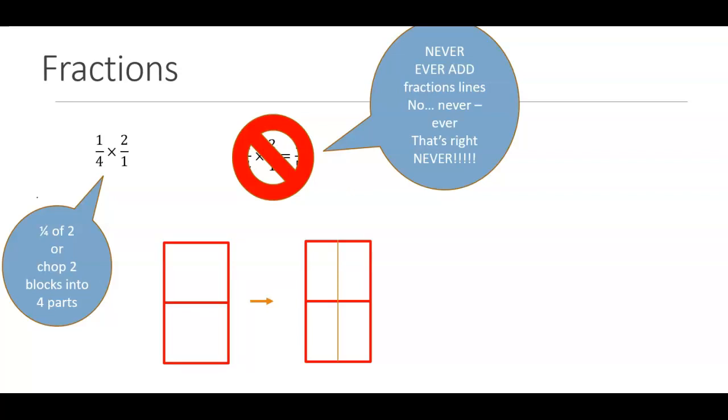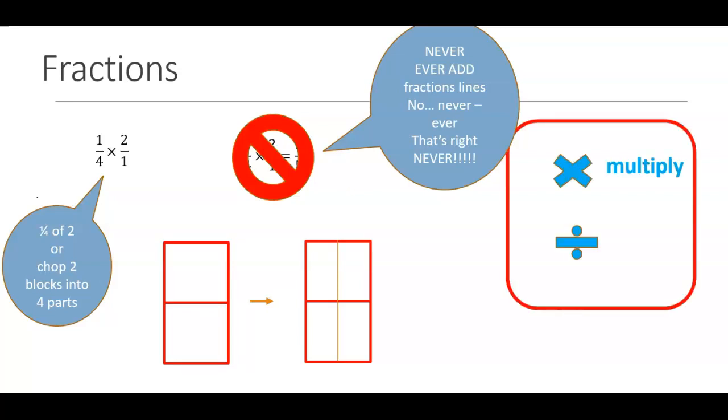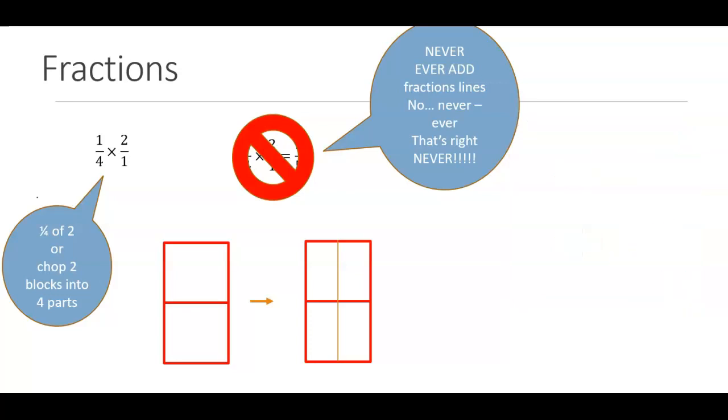Here we go. Visually, let's do it. So use all those tricks in multiply and divide. So we have a quarter. There they are. So how many are there? A quarter of 2, or chop 2 blocks into 4 parts, and we're having that. So a quarter of 2 is a half. Is that right? Good with that? Okay. So there's 4 lots of half there. So there's 2 wholes here.